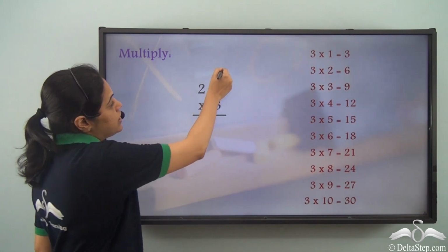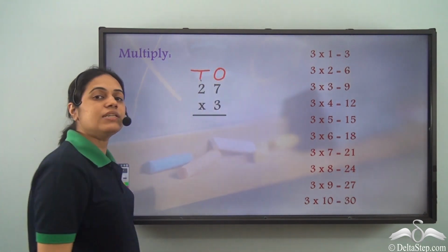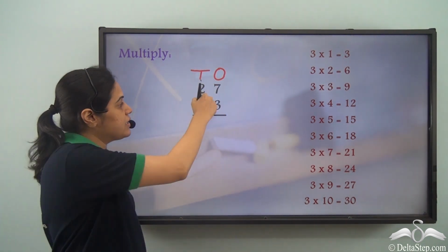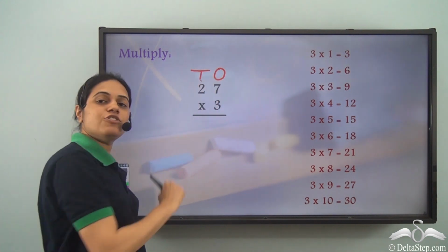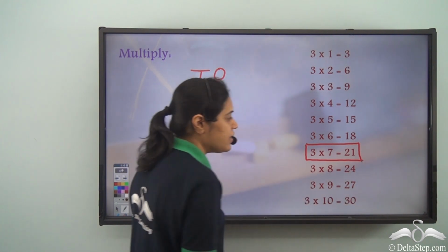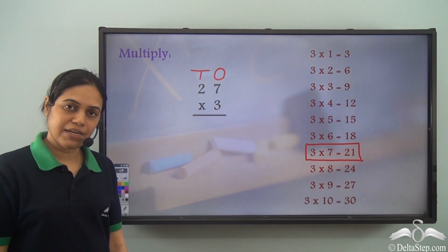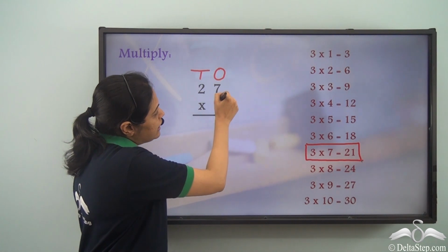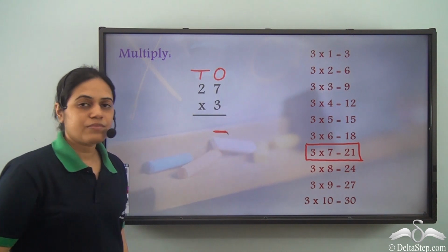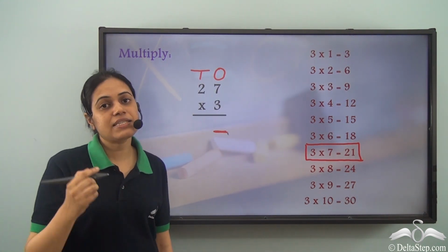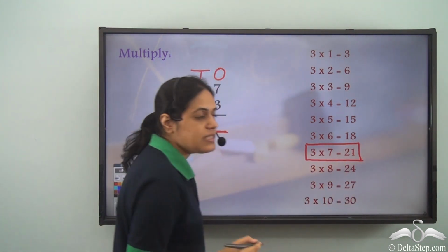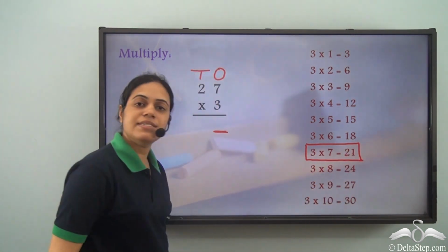How? This is the ones place. This is the tens place. So first I multiply the digit in the ones place, that is 7. 3 into 7. Now in the table of 3, I have 3 into 7, which is 21. So I need to write the answer of 3 into 7 in the ones place. But I know that the ones place can have only one digit. Now 21 means 1 ones and 2 tens.